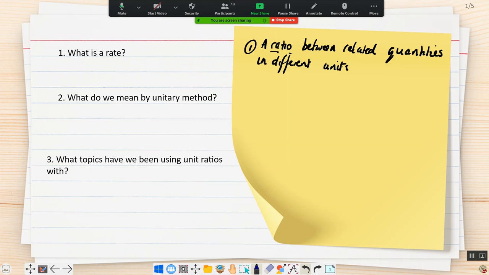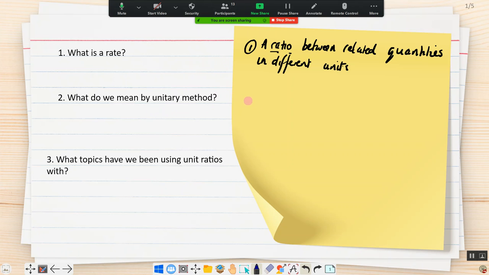But rate with what? What were we measuring or counting? Pardon? I think you were right. Did you say currencies? Yeah, that's it. We were looking at different currencies, weren't we? Swapping from one currency to another, exchange rates. Okay, let's have a look then.